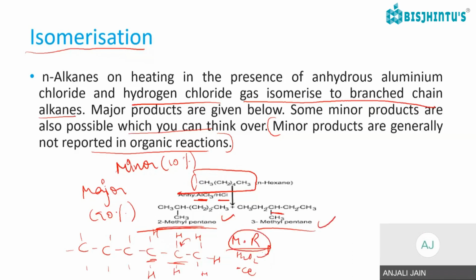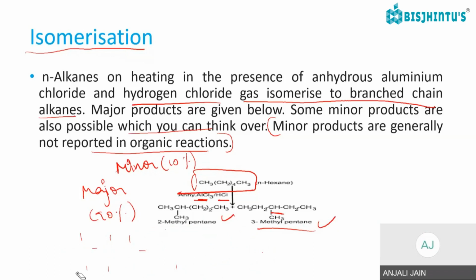But these Markovnikov and anti-Markovnikov rules are applied in the case of alkenes, not alkanes, because across a double bond we look at the number of hydrogens present. So in the case of alkanes, we cannot apply the Markovnikov or anti-Markovnikov rule. But here, at the second position there can be a substitution, so 2-methyl pentane can be formed, and at the third position there can be a substitution giving 3-methyl pentane. So only two isomers will be possible.